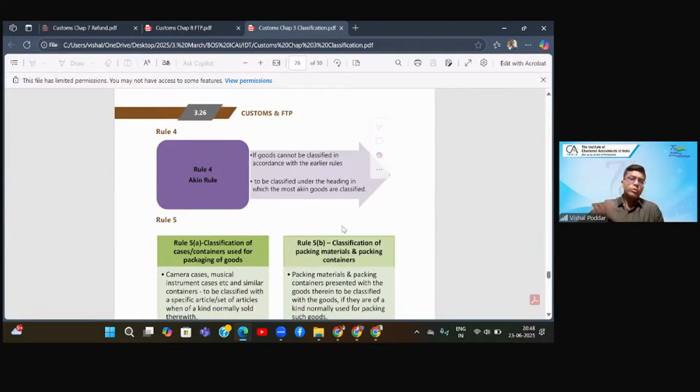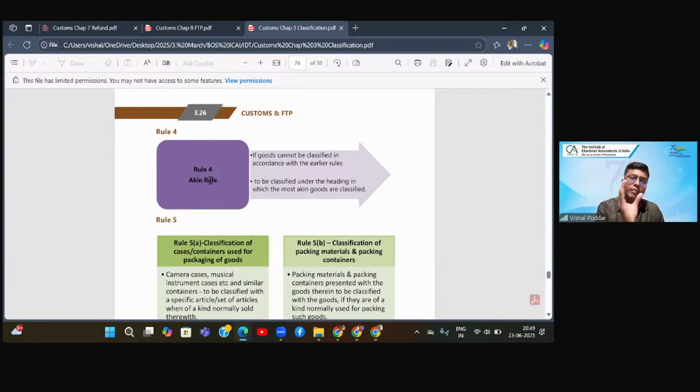If all these rules fail, why or when will this fail? When your product is a novel type of product. Maybe that product is not yet envisaged in the classification itself because something new has been made. Or let us say what you are importing is made in foreign countries, not in your country, so maybe exactly that description is missing in our classification schedule. Then how do you classify? They say you classify using the Akin good principle. What is Akin? Akin means similar.